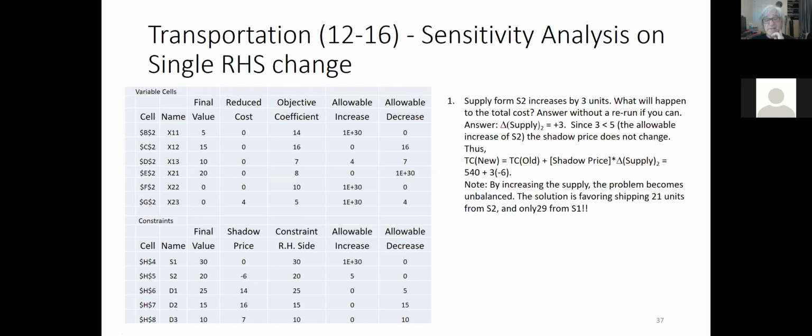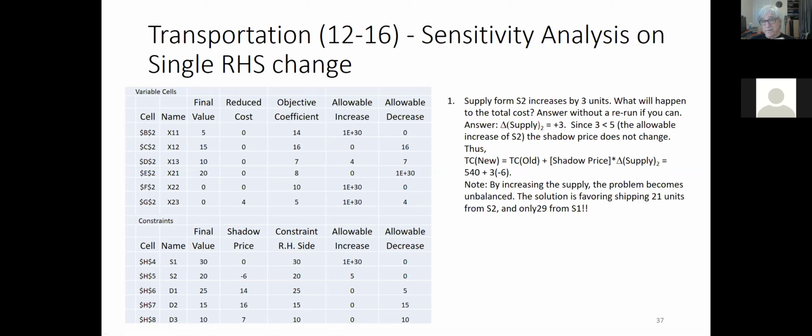But the good news is, in order to know the new total cost of the new transportation plan, you don't have to rerun it. Why? Because you can use the shadow price for that. So you take the old total cost, which is 540. Then you make the change: plus the shadow price, which is -6, times the supply change, which I call delta of supply number 2, and this change is 3. So the overall change in the total cost will be savings of $18.